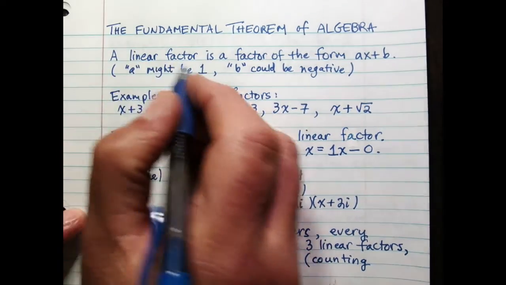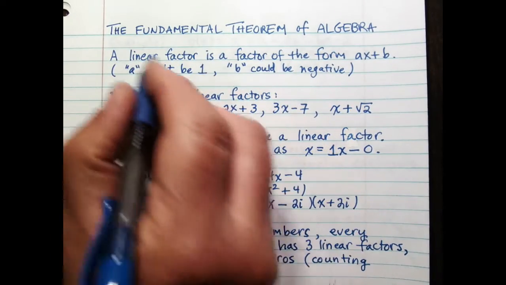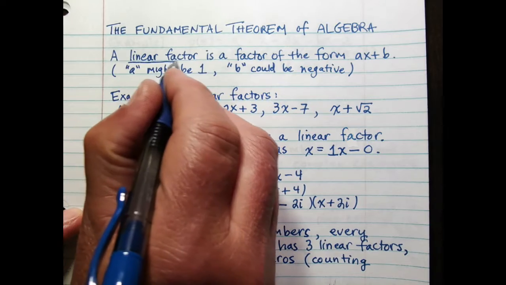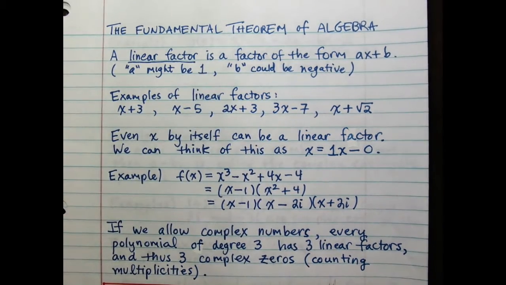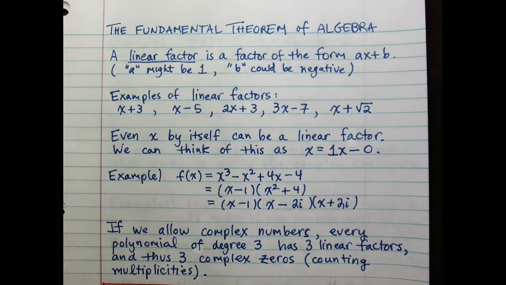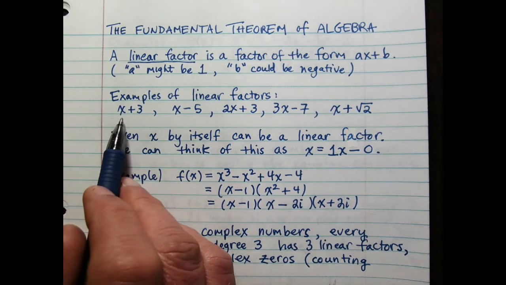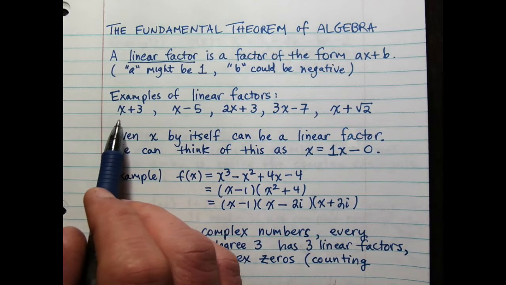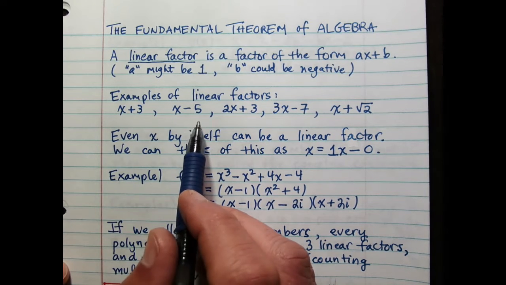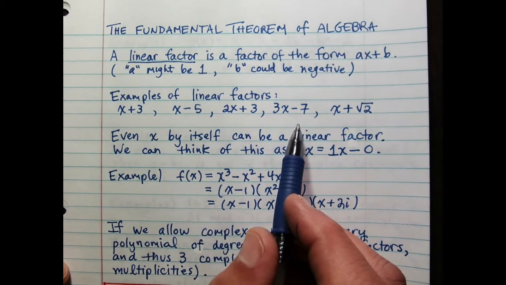A linear factor is a factor of the form ax plus b. I think I've used these words before, actually, in the course. And just in parentheses, of course, a could be the number 1, or a different number. b could be negative, so we could have a minus sign. So some examples of linear factors are just those factors we're used to writing in parentheses: x plus 3, x minus 5, 2x plus 3, 3x minus 7.